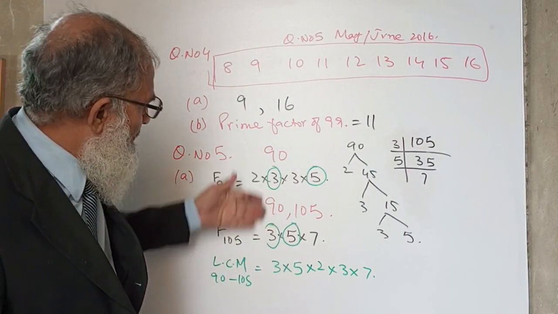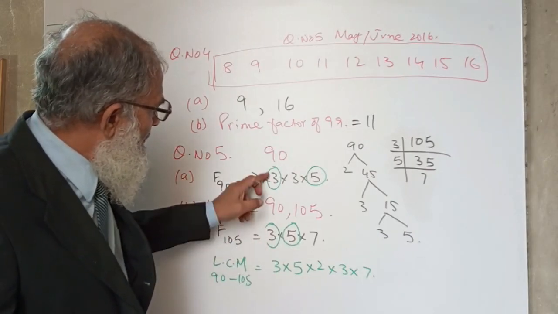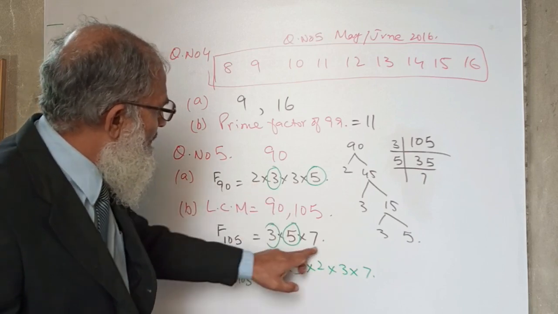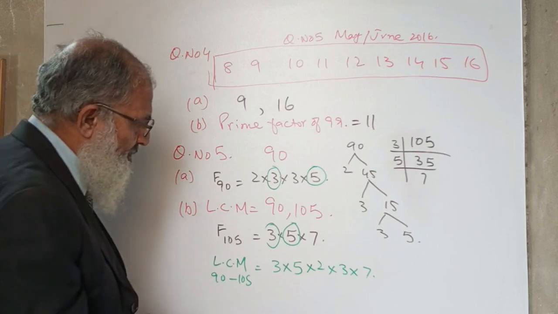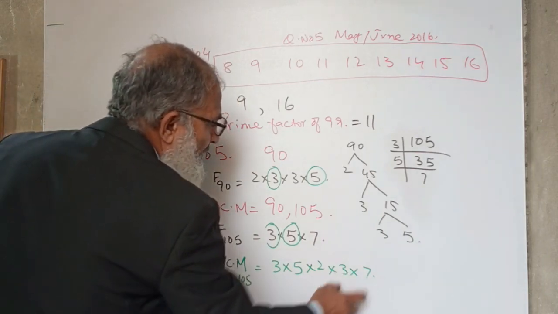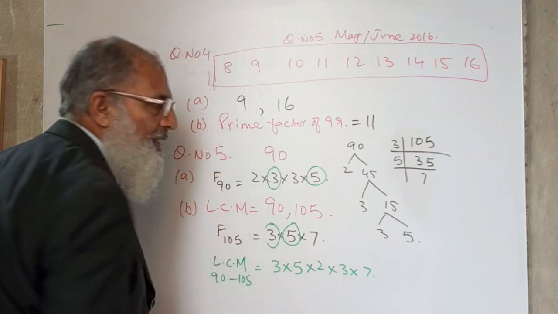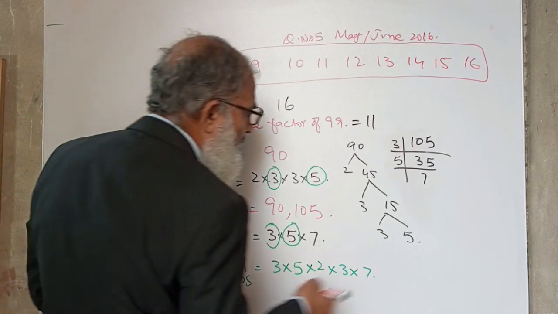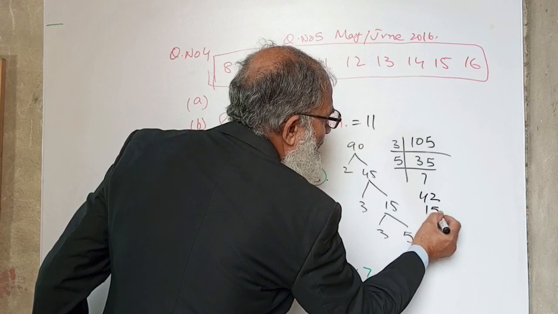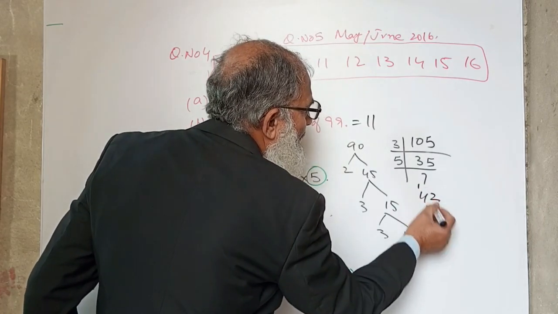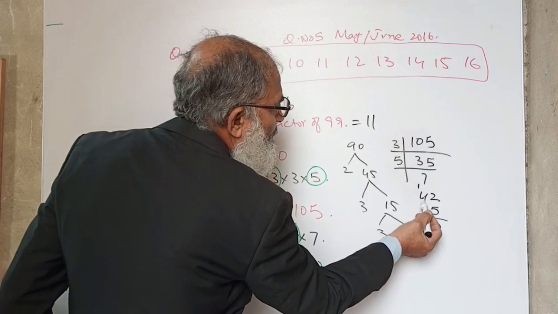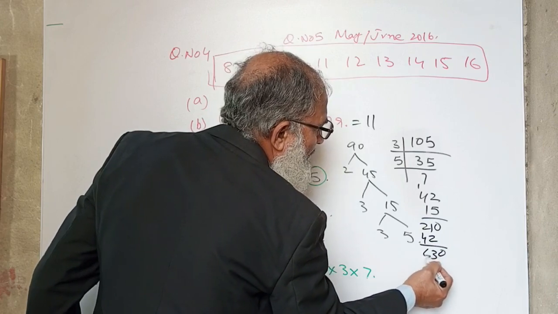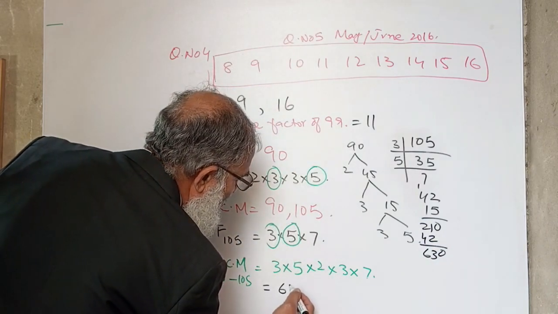Write the common ones and the leftover numbers, as many leftover numbers, and just multiply them. 3 times 5 is 15 and 7 times 3 is 21. 21 multiplied by 2 is 42. 42 multiplied by 15. 42 multiplied by 15 becomes 630. Now the answer is 630.